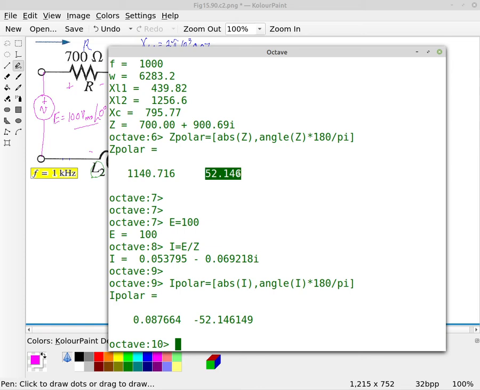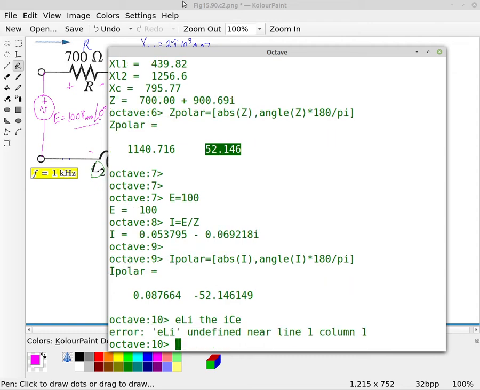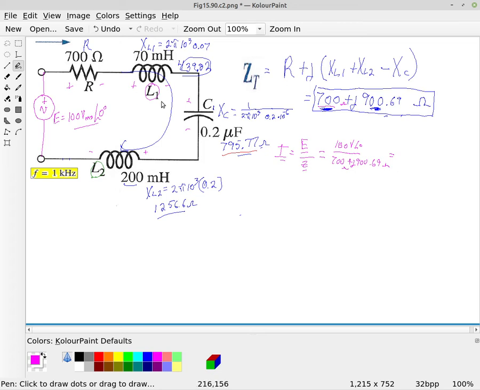So remember, ELI the ICE man, all right? So when we look back at the circuit here, we see that we have more reactance, we have more inductive reactance.